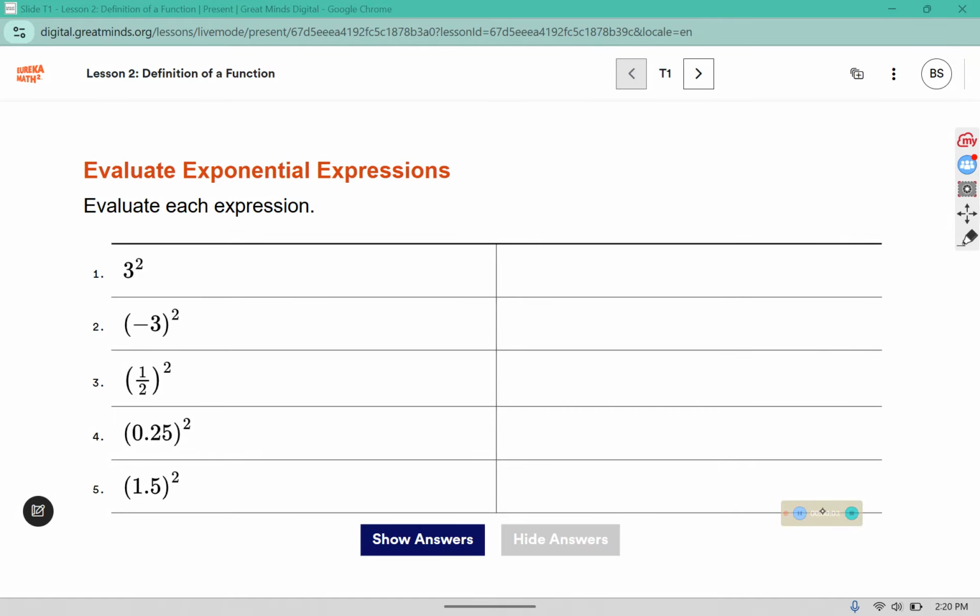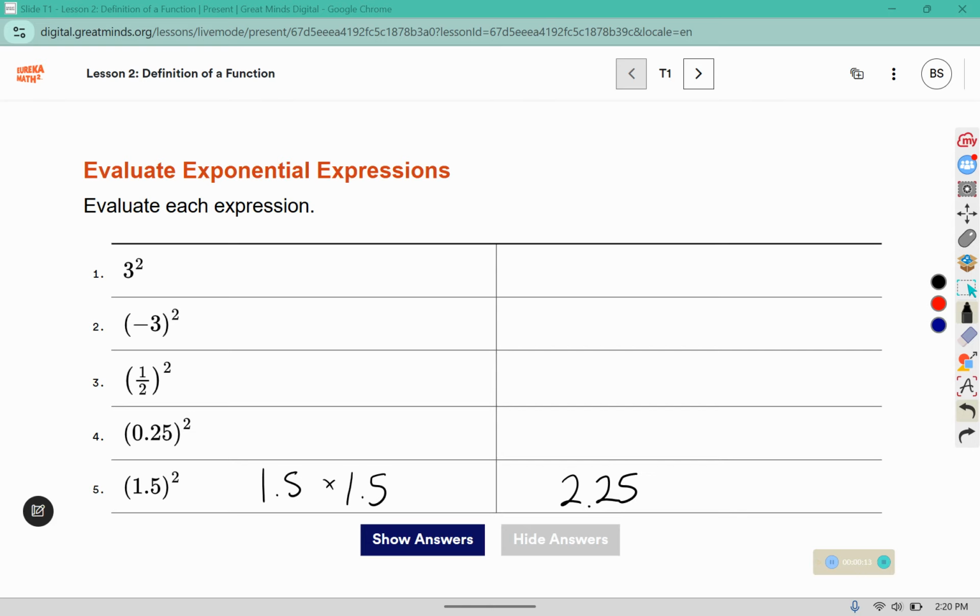Evaluate each expression. This is 1.5 times 1.5, which is 2.25. All you need to do is evaluate the remaining 4 problems.